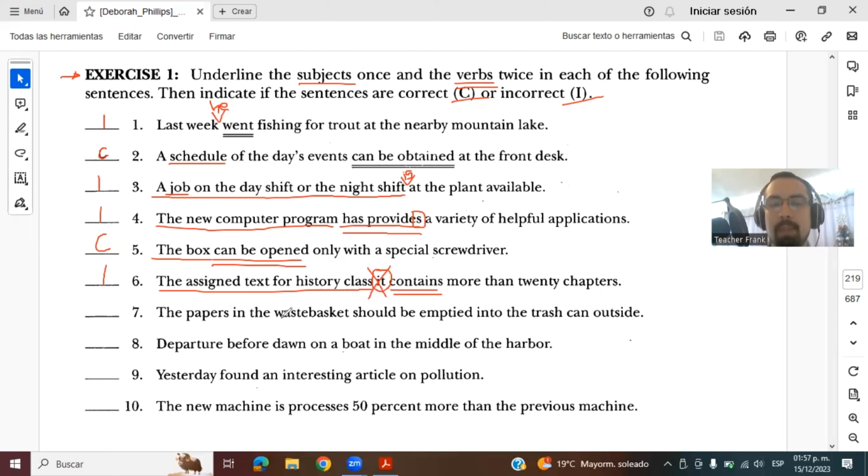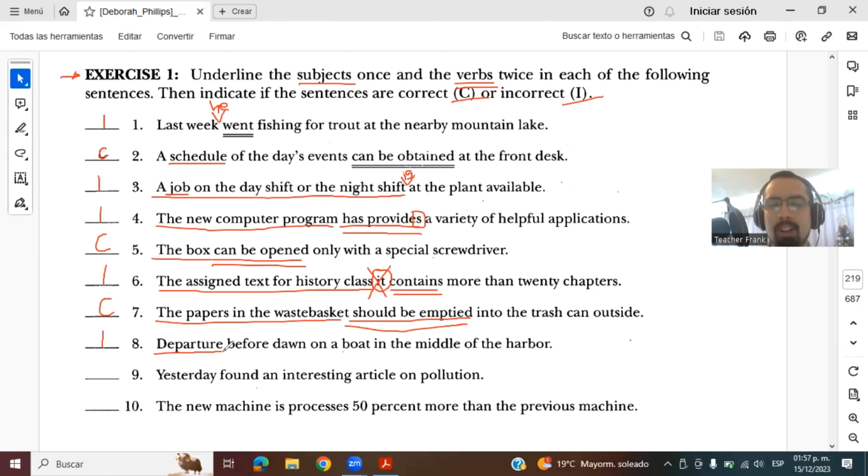Number seven: the papers in the wastebasket should be emptied into the trash can outside. So should be emptied is the verb structure, and the papers in the wastebasket is the subject. So this one is correct. Number seven is correct. Okay, number eight: departure before dawn on a boat in the middle of the harbor. Hmm. Apparently, there is no verb here, so this one would be incorrect.